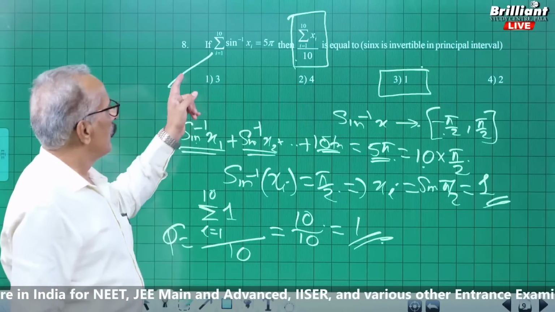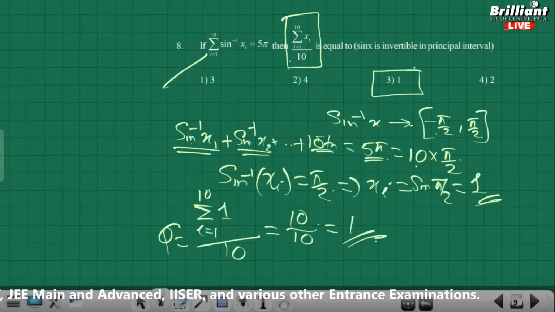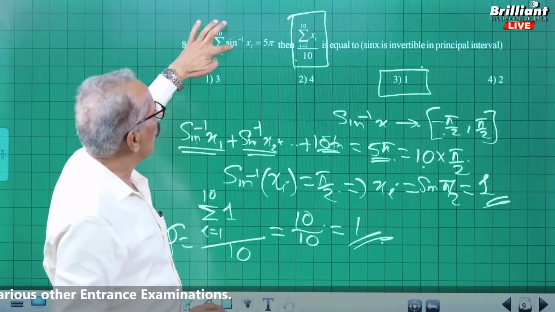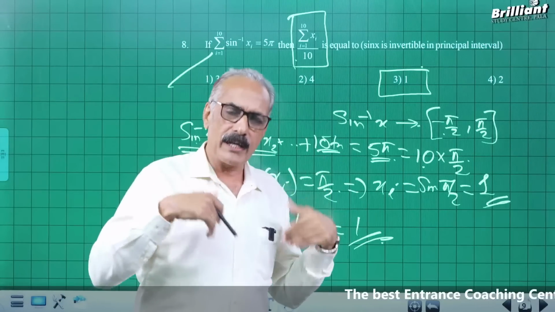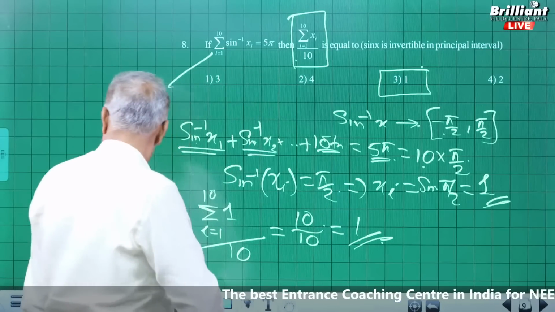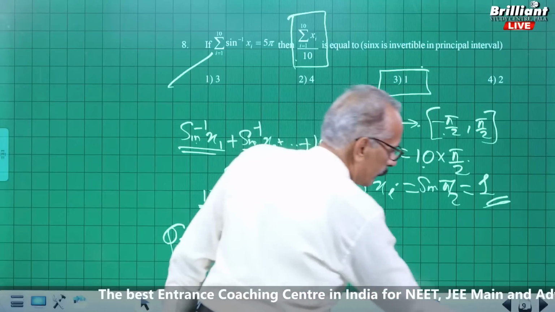You have to remember, similar questions can be asked for cos inverse. So if I ask you sigma i equals 1 to 10 of cos inverse xi, then I'll give you 10 pi. Similarly, minus 10 pi. So keep this in mind. We'll move on to the next question.